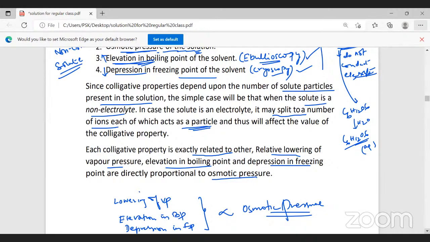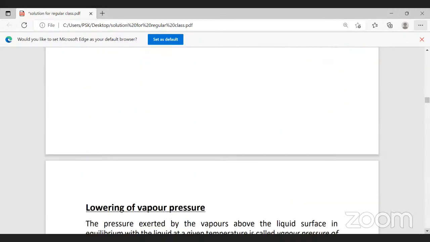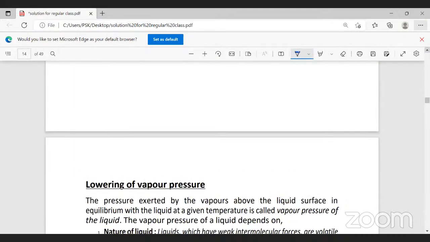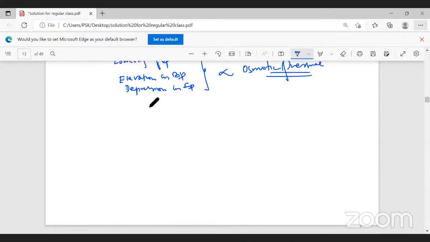All right, so this is with respect to the introduction to colligative properties. Now the first property we're talking about is vapor pressure, lowering of vapor pressure. Firstly, you tell me what is vapor pressure? Anybody? What is vapor pressure?